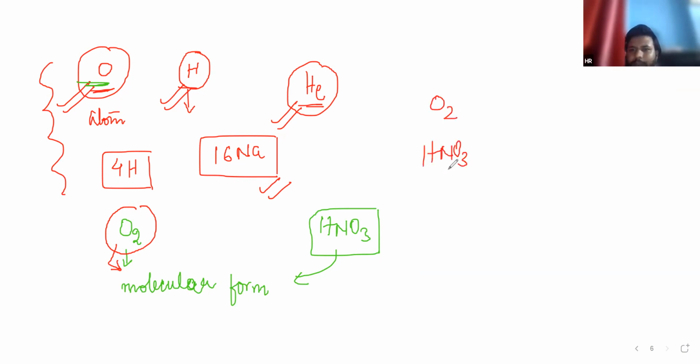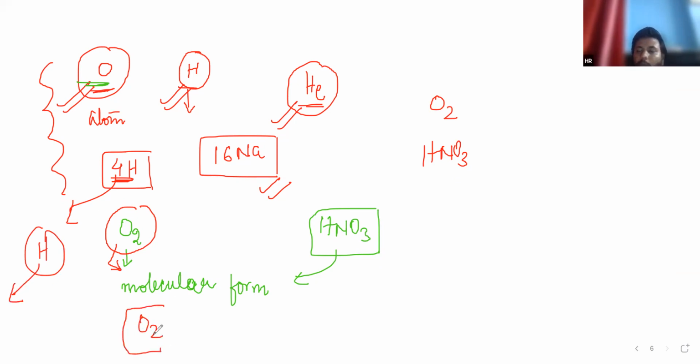The number which represents how many atoms or how many molecules is the multiplying term. You have studied in class 10th mathematics, the coefficient. Coefficient defines how many of it is present. Like 4H, that means 4 atoms of hydrogen. If I'm writing H, that means 1 atom of hydrogen. If I'm writing O2, that means 1 molecule of O2. If I'm writing 3O2, that means how many molecules of O2?